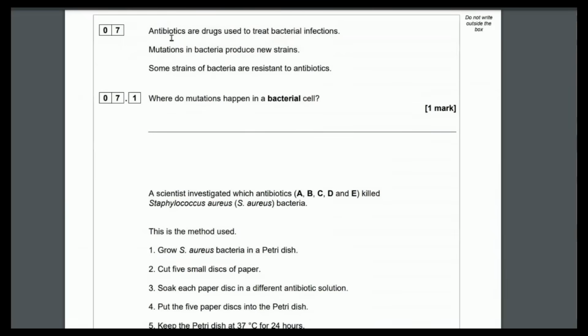Right, 7.1. Some strains of bacteria are resistant to antibiotics. Antibiotics are drugs used to treat bacterial infections. Mutations in bacteria produce new strains. Some strains of bacteria are resistant to antibiotics.